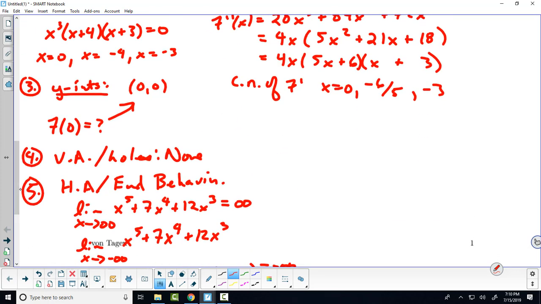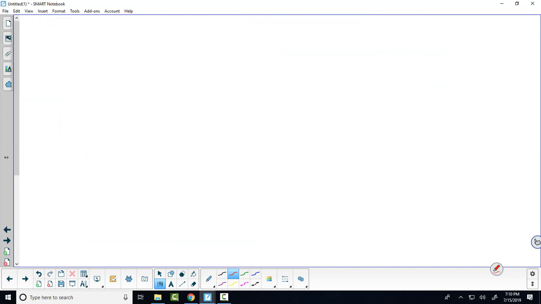I'm going to do this on another page. So we build ourselves a number line, and on the number line we put all of our interesting values. Those include any place where the function's undefined, and anywhere where the derivative is either 0 or undefined, or where the second derivative is 0 or undefined.